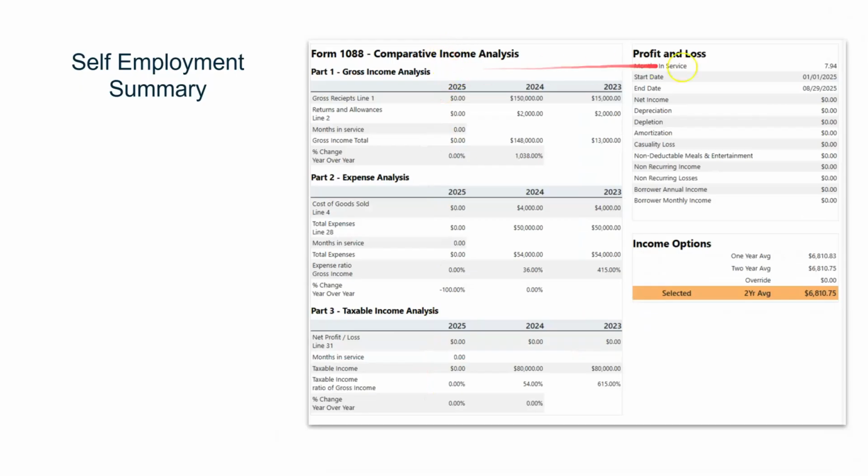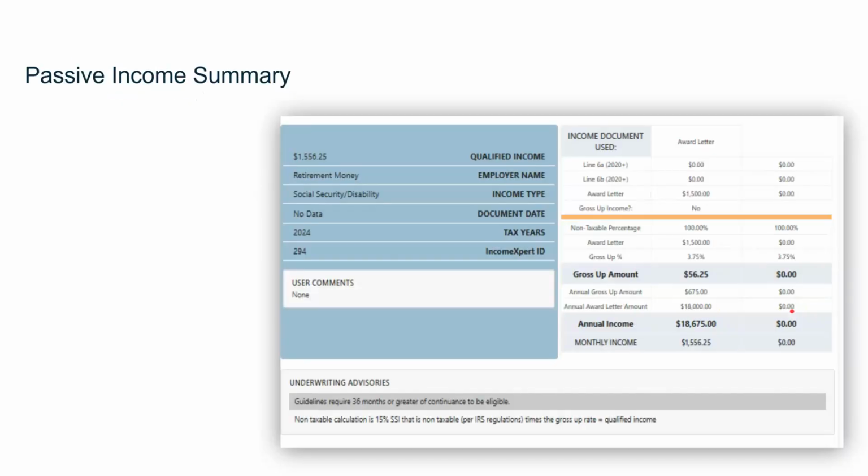Next, we have our 1088. Profit and loss was used. And at the end, we show the income options of what you selected. Passive income summaries such as pension or Social Security. Again, qualified income. A breakdown, we calculate the income, annual, monthly, and any advisories you have to follow to make the income eligible.